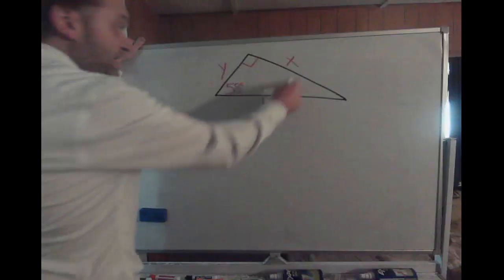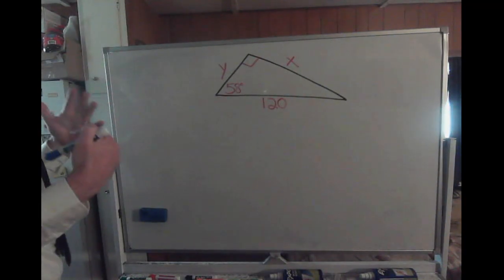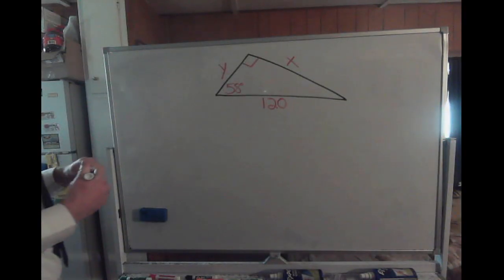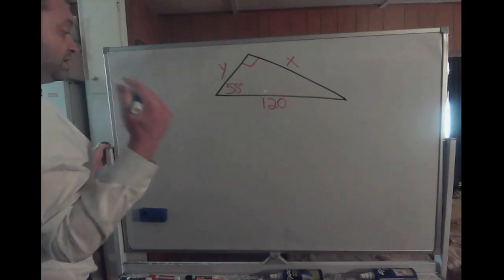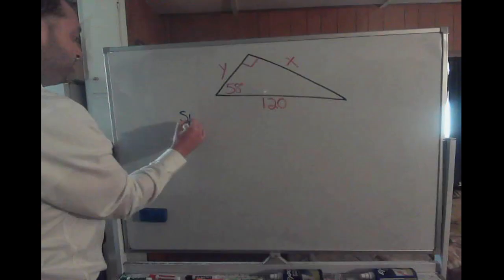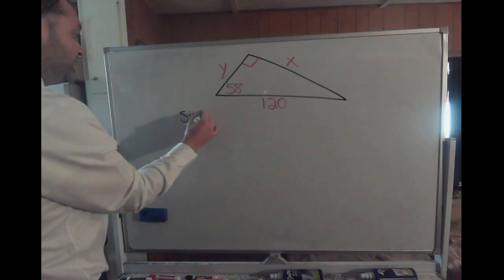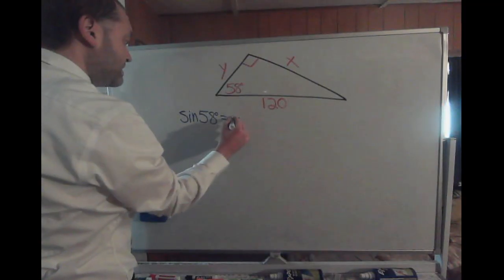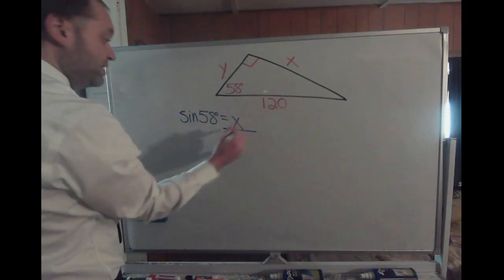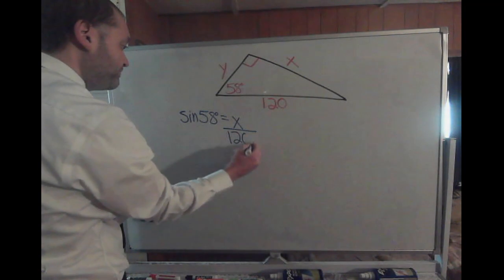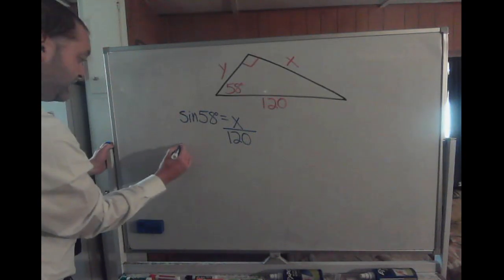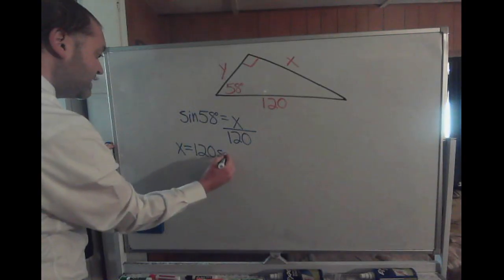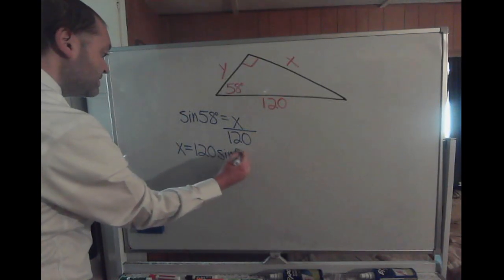We notice that x is the opposite leg from the 58 degree angle. Then you have the length of the hypotenuse. Opposite and hypotenuse would be the sine ratio. So set up your sine ratio. This would be the sine of 58 degrees is equal to the length of the opposite leg, which would be x, over the length of the hypotenuse, which would be 120. And then, of course, x would equal 120 times the sine of 58 degrees.